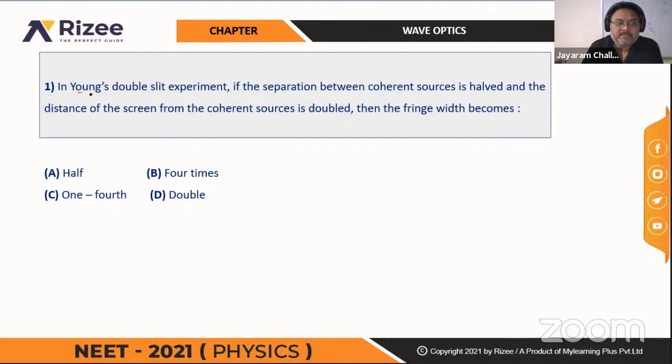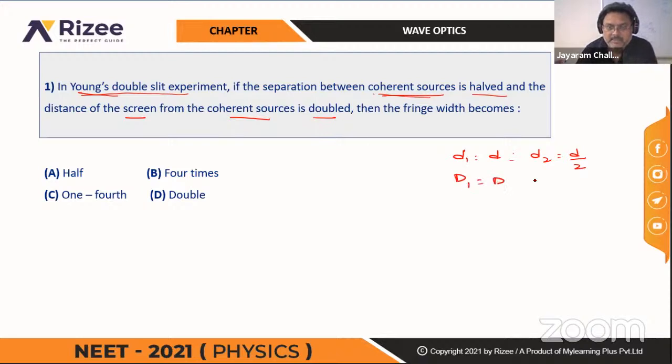In YDSE, Young's double slit experiment, the separation between the two coherent sources has been halved. Separation between the two coherent sources initially is d1, small d1 is equal to d. Now it has been reduced to d2 is equal to d by 2. And the distance between the screen and the sources has been doubled. Initially it was D, now D2 is equal to 2 times capital D.